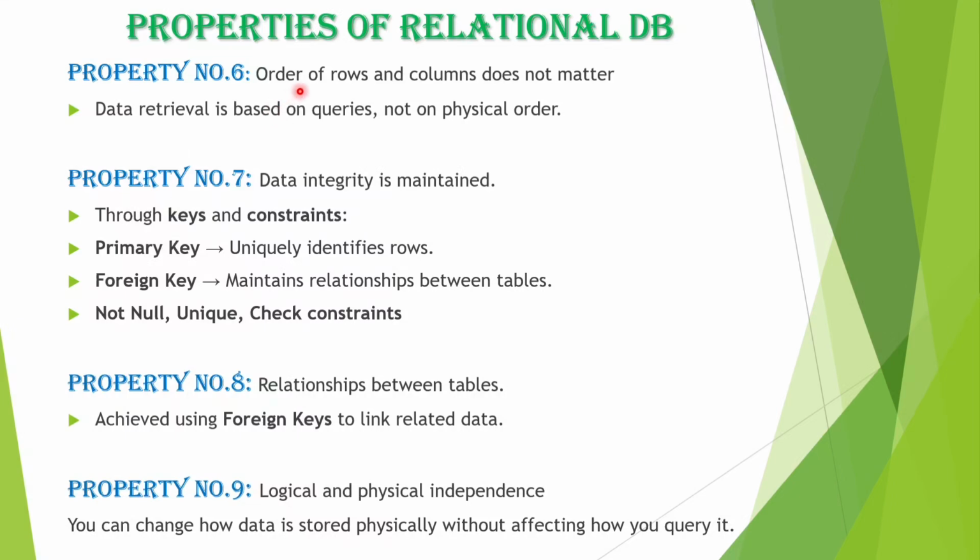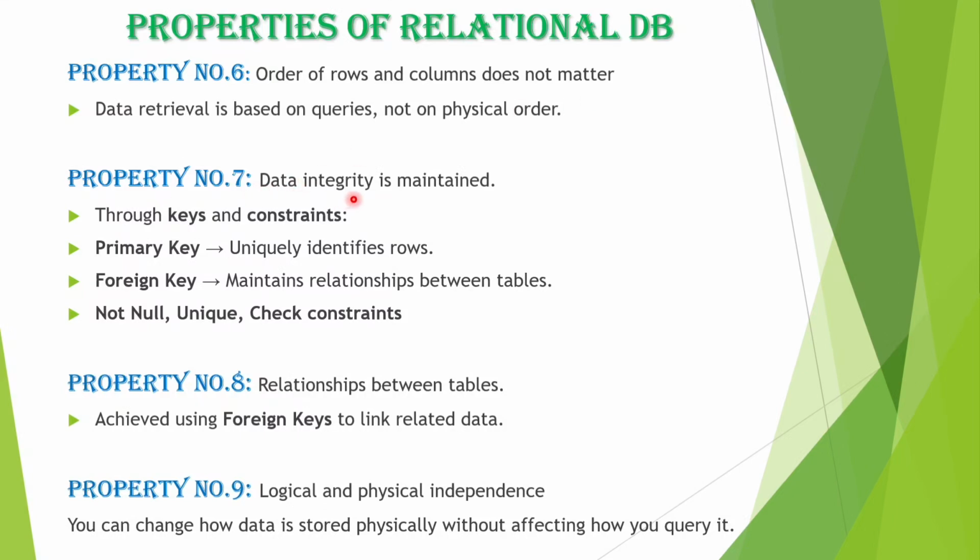Property number 6, order of rows and columns does not matter. DBMS has given full independence to keep the table as the user wishes, because the retrieval of data depends upon the query, not upon the physical appearance of the table.